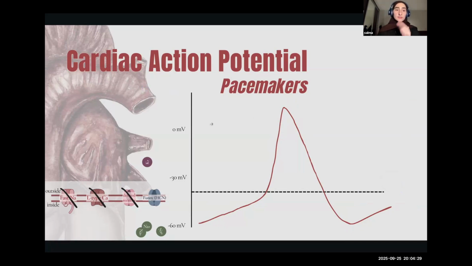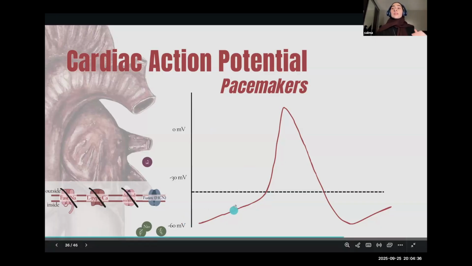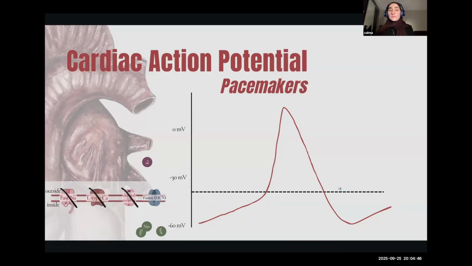Okay. The one that was asking: is the threshold reached by the funny current or a stimulus? In a pacemaker, you do not need a stimulus. The funny current is gonna eventually always reach the threshold. In a normal heart, your funny current will always cause the membrane potential to increase until it meets threshold. So you do not need a stimulus. Okay?